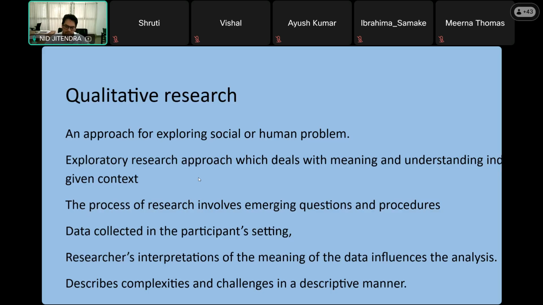Because many times it happens, and in qualitative research, let's say interview is one of the approaches. You must have done interviews earlier to understand what your users are feeling.